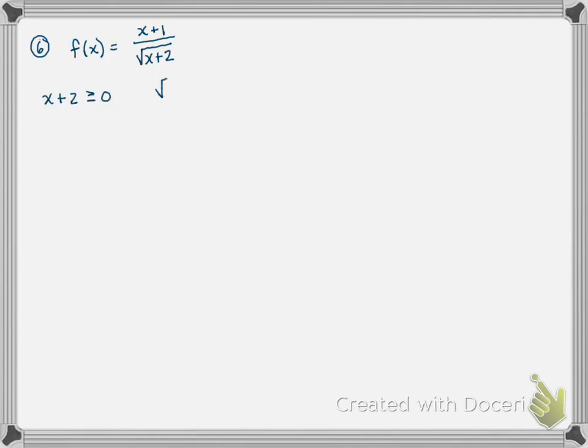And we also know that our denominator cannot be equal to 0. And it's true that if the square root of x plus 2 were equal to 0, that would mean that x plus 2 were equal to 0. So you can essentially just drop that square root.